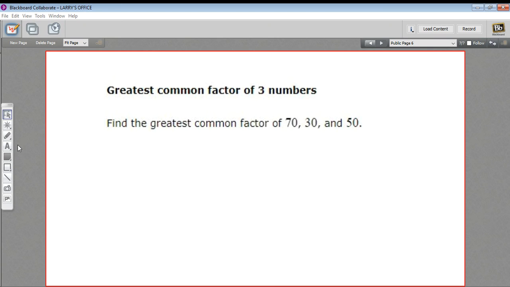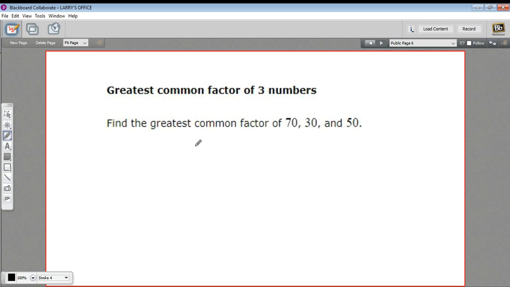In this problem, we're being asked to find the greatest common factor of three different numbers. Remember, a factor is something that a number can be divided by. So 70 has 7 and 10 as factors. I can divide this by 7. I can divide it by 10. What we want to do is see if we can list all the factors for each of these three numbers and then see what's the biggest one that they have in common.